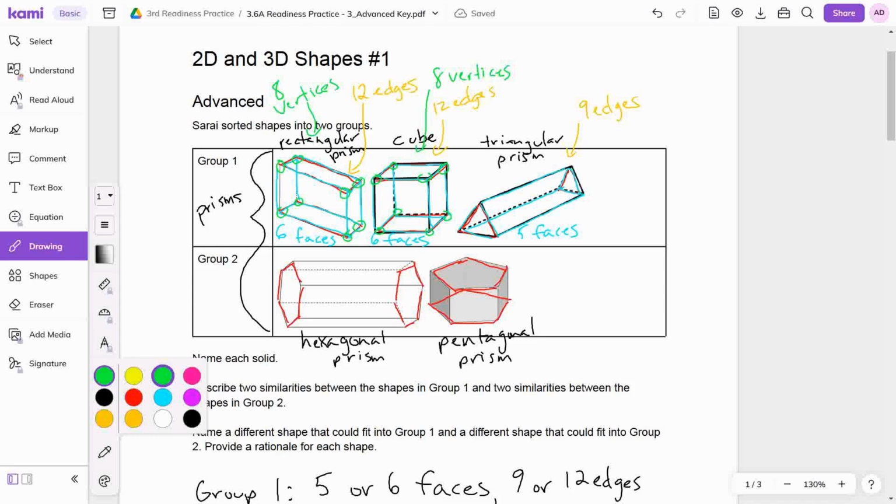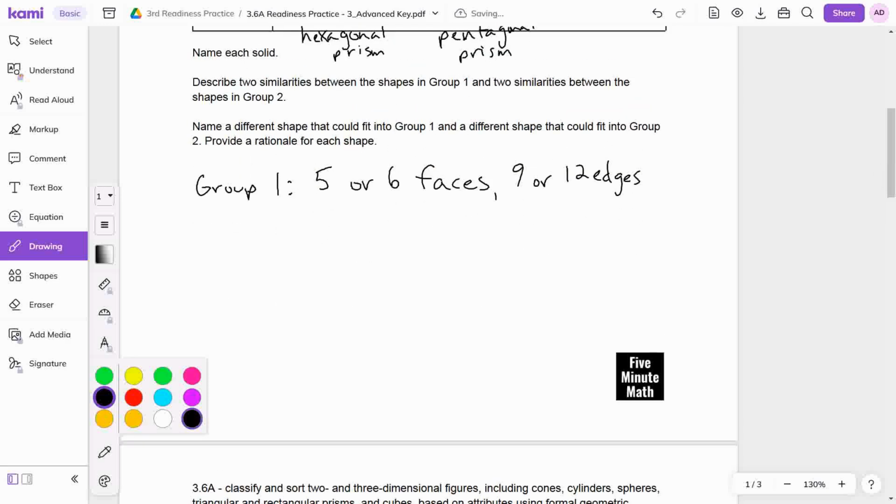Now, you'll find the pattern when we look at a triangular prism. 1, 2, 3, 4, 5, 6. We just take the number of sides on the base and double it, one for each base, and you're going to get your total number of vertices, 6 vertices. All right, so we can say 6 or 8 vertices. Now, what can we do for group 2?